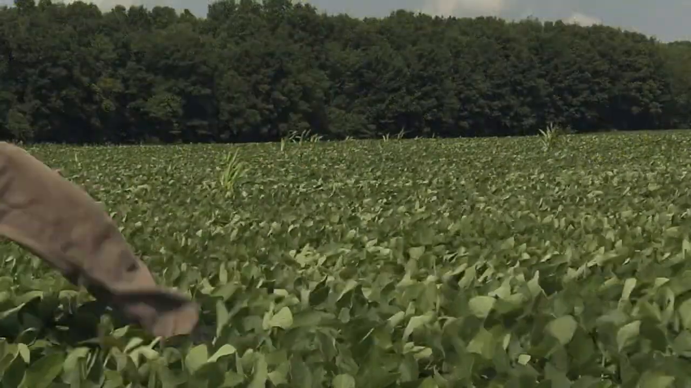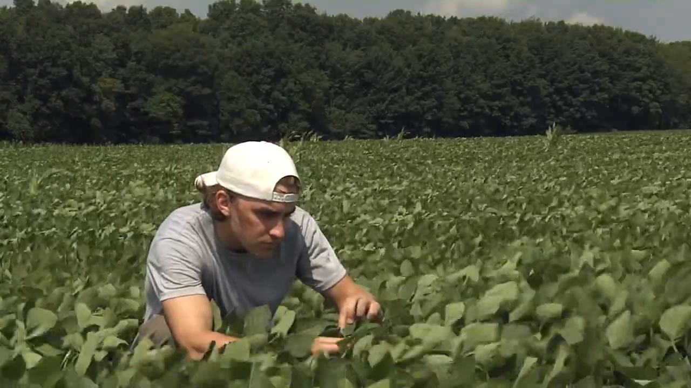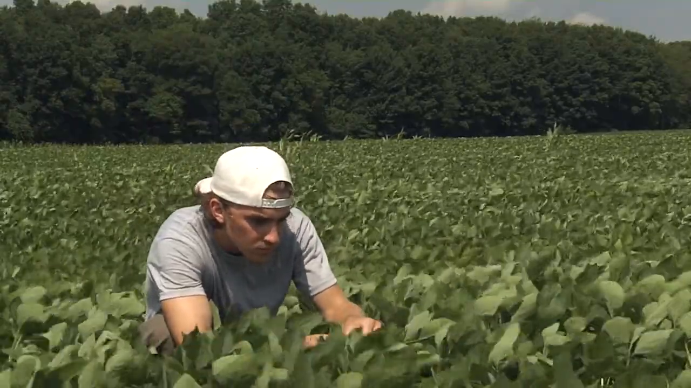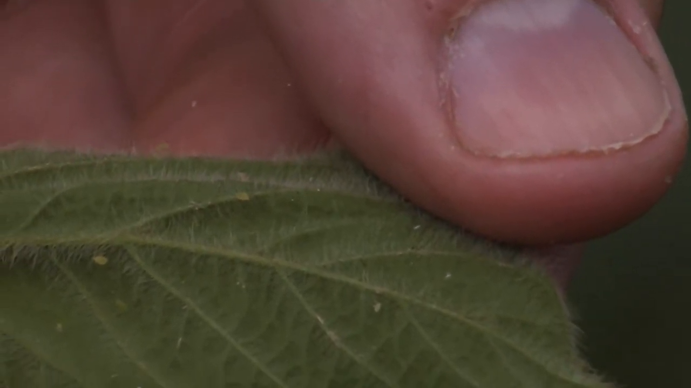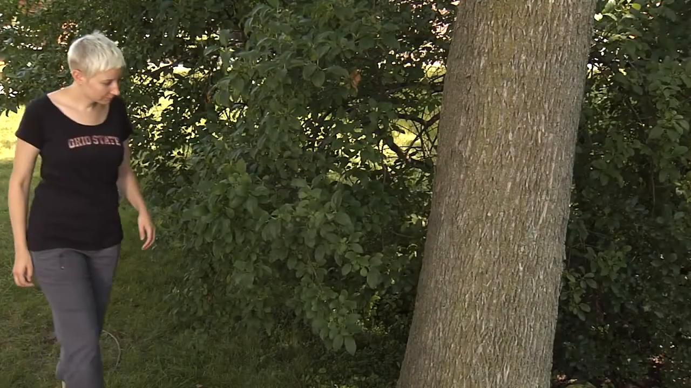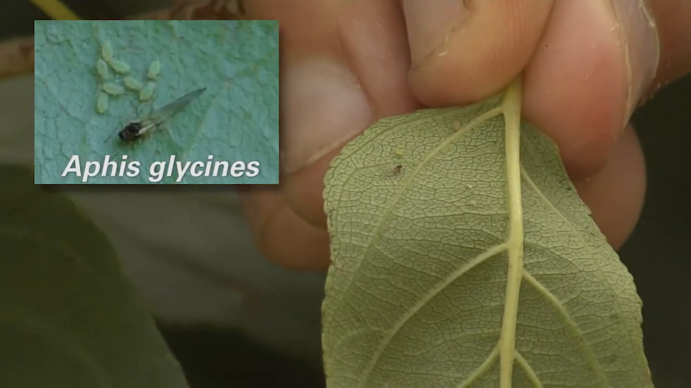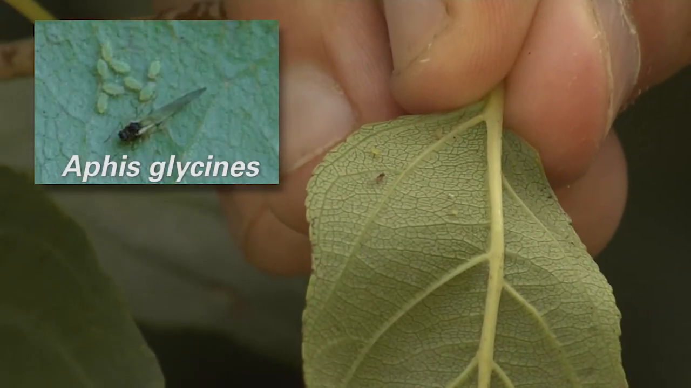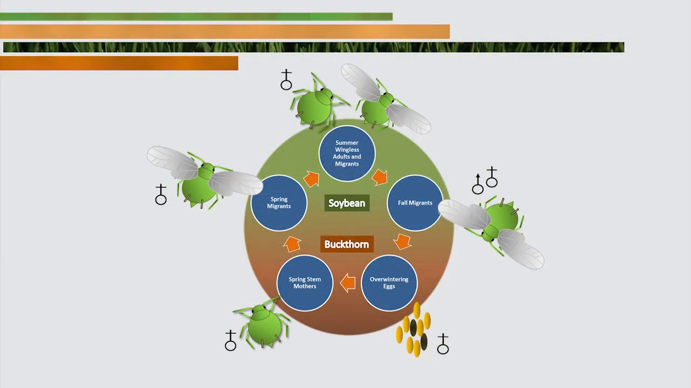The soybean aphid, Aphis glycines, is an invasive insect that was introduced into the U.S. from China. It was first detected in Wisconsin in 2000, but is now a widespread pest. Common buckthorn provides a food source and a place for this aphid to overwinter in the egg stage. In the early spring, soybean aphids will hatch, feed, and reproduce on buckthorn before migrating into soybean fields.